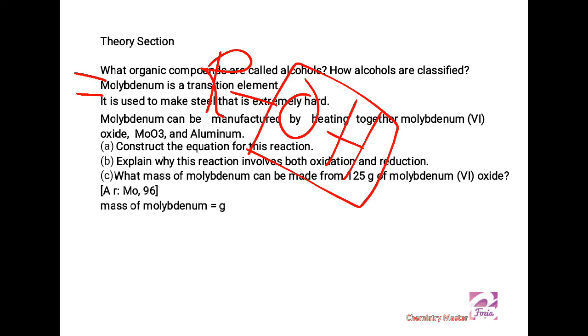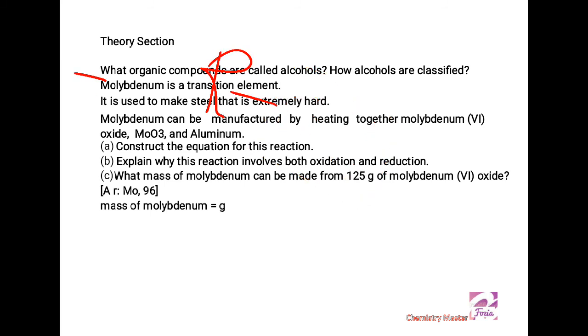The next part is, molybdenum is a transition element. It is used to make steel that is extremely hard. Means molybdenum is a very useful element. Now the question part is molybdenum can be manufactured by heating together molybdenum oxide, formula is MoO3, and aluminium. Now construct an equation for it. As it is given in the words, so we will be writing the equation very easily and happily.